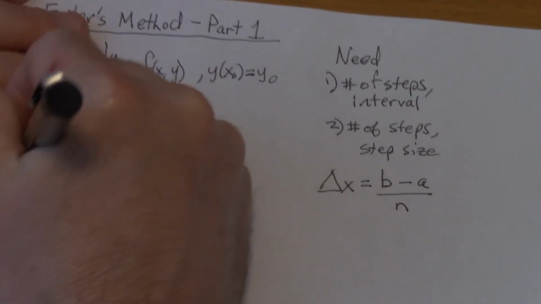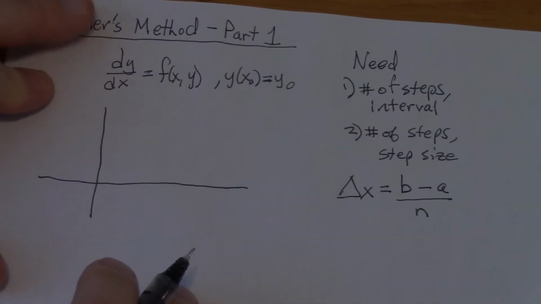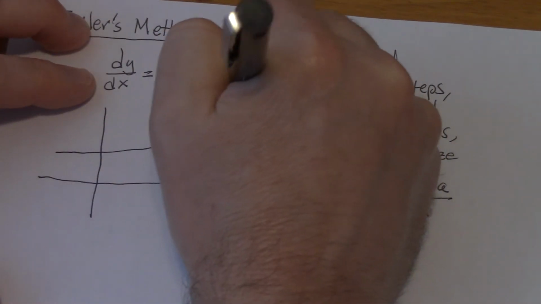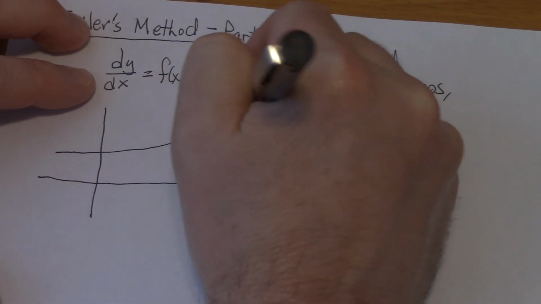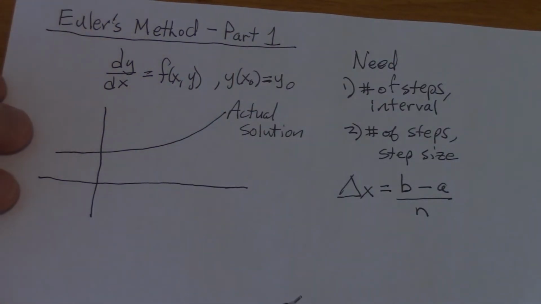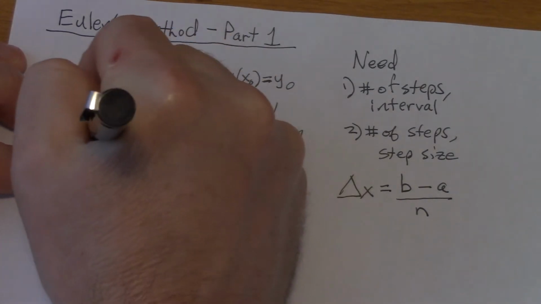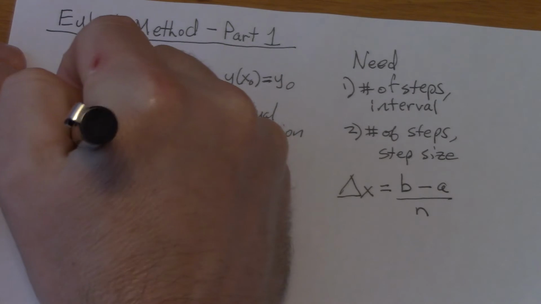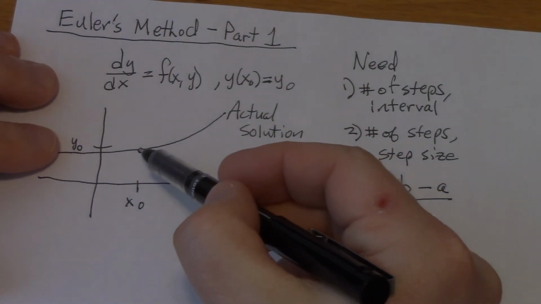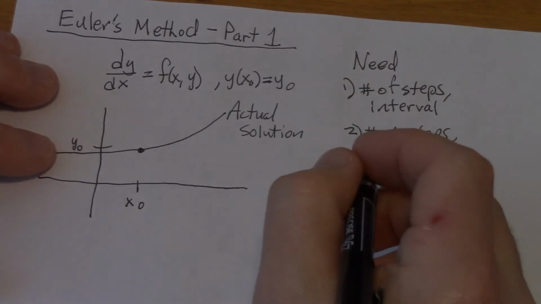Let me just draw a picture here. The idea is that if we had the actual solution to the differential equation, maybe it looks something like this. And we would have our initial condition, x0, and we're going to put that point right there. So x0 and y0 would be a point that's actually on the actual solution, because in an IVP, that point has to be on the curve.